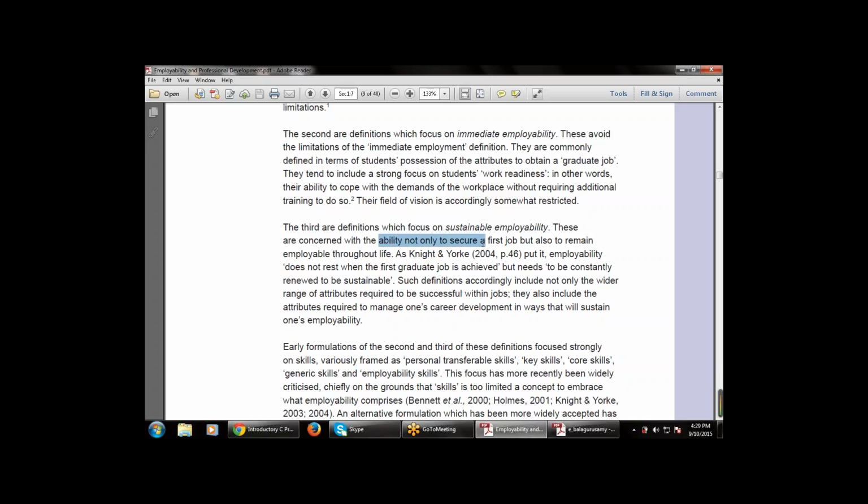These are concerned with the ability not only to secure a first job but also to remain employable throughout life. That is sustainable employability: the employee sustains or remains in the job until the employer cannot or does not terminate the employee.